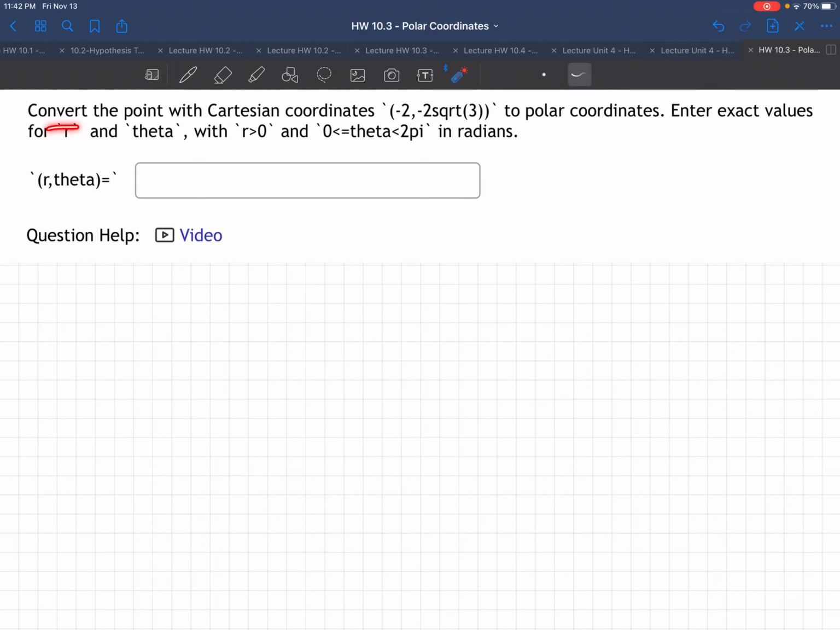Here's an example in which we're converting the point with Cartesian coordinates -2 and -2 square root of 3 to polar. Enter exact values with r greater than 0 and theta between 0 and 2 pi. Okay, so we're starting with the point -2, -2 square root of 3. So how do we go to polar coordinates?